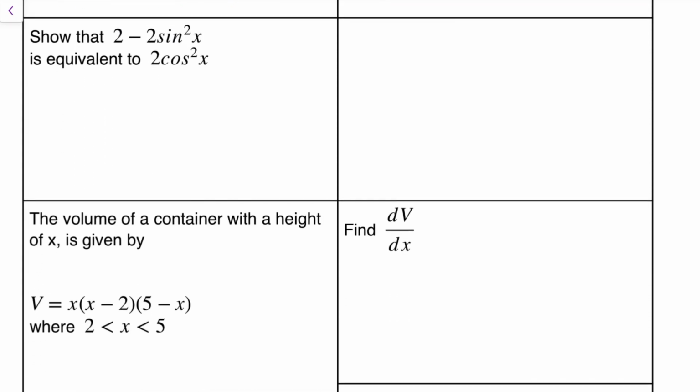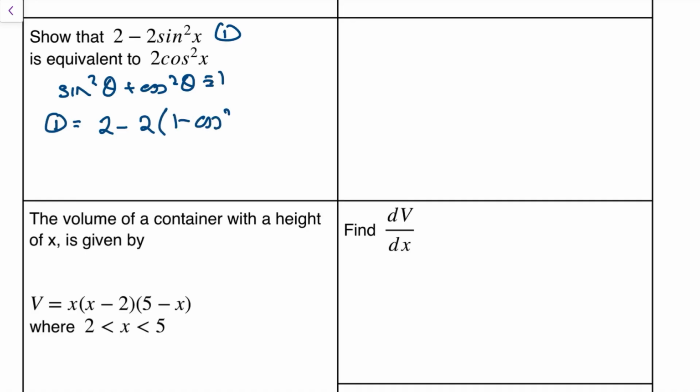Show that the expression is equivalent to cos squared theta. Because of the show that, I'm going to explicitly write that sine squared theta plus cos squared theta is equivalent to 1, because that's what I'm going to use, so I need to say that I've used it. Then I'm going to substitute it in. So the expression is equal to 2 minus 2 times 1 minus cos squared theta, which is the same as 2 minus 2 plus 2 cos squared theta, which equals 2 cos squared theta.